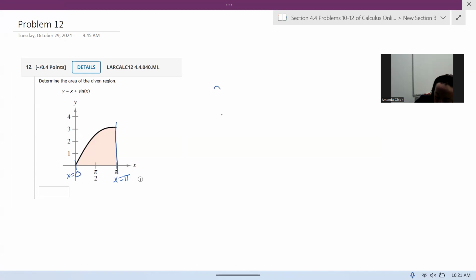We can find the area of the region under this curve by evaluating the definite integral of the curve. So we take the definite integral of x plus sine x with respect to x, and we want to specifically look at it from x equaling 0, which is the lower bound, or the left bound, to the upper bound of x, which is pi. So you want to evaluate this definite integral.